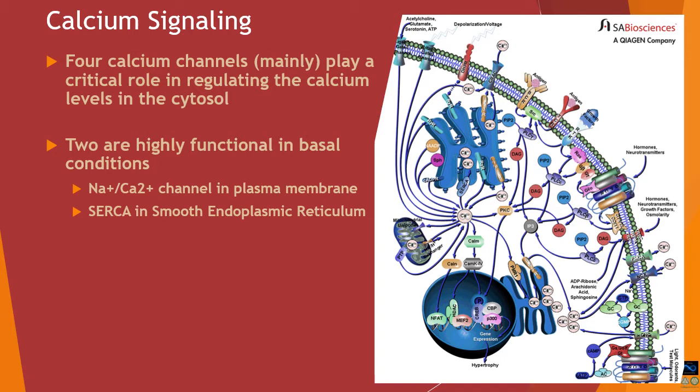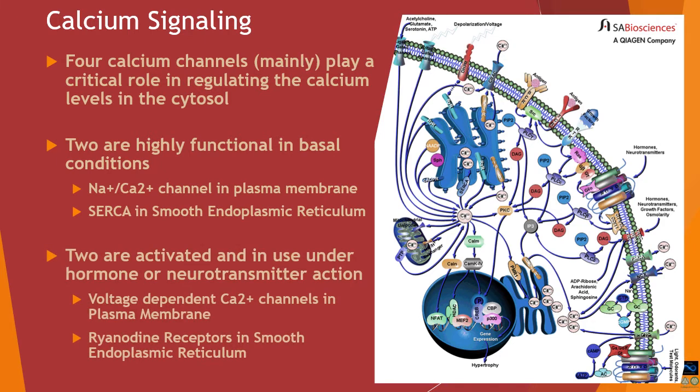But when hormones or neurotransmitters are present, they activate the other channels and utilize this gradient, opening up to move calcium either from outside into the cytosol or from the endoplasmic reticulum matrix into the cytosol. These are the voltage dependent calcium ion channels present in the plasma membrane, or the ryanodine receptors present on the surface of the smooth endoplasmic reticulum, which are responsive to certain second messengers like IP3, which I covered in the previous lecture as well.